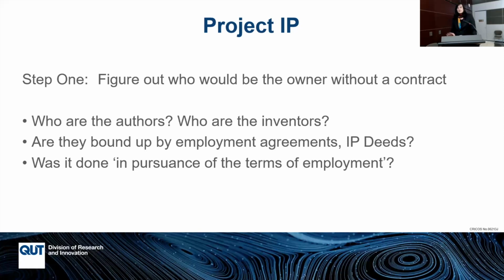So project IP, this is really the main game. And as I said, because I work for QUT, I'll always say project IP should be owned by QUT. But if not, step one, figure out who would be the owner without the contract. Who are the authors? Who are the inventors? Who are likely to be the inventors? Is everyone bound by IP deeds? Is everyone bound by employment agreements? You know, and as we say from UWA and Gray, is the work being done in pursuance of the terms of employment of the people who are doing the research? Figure out what that all is and figure out where you would be if there was no contract.